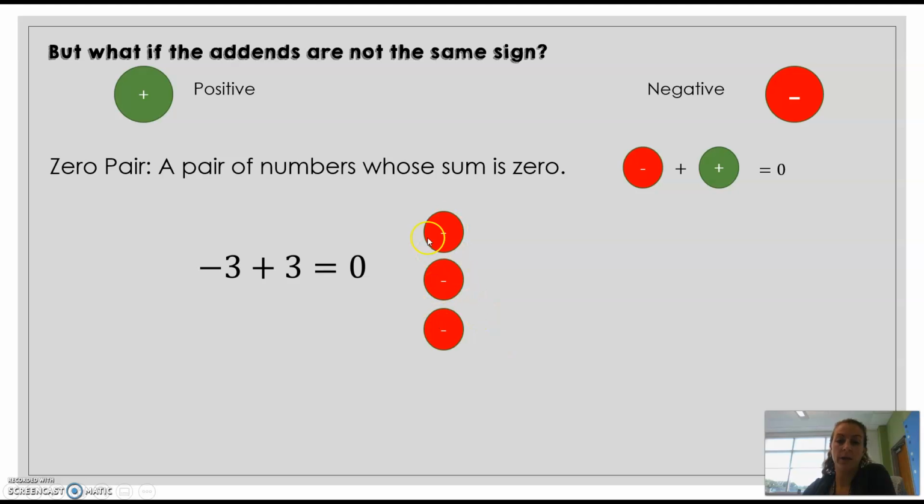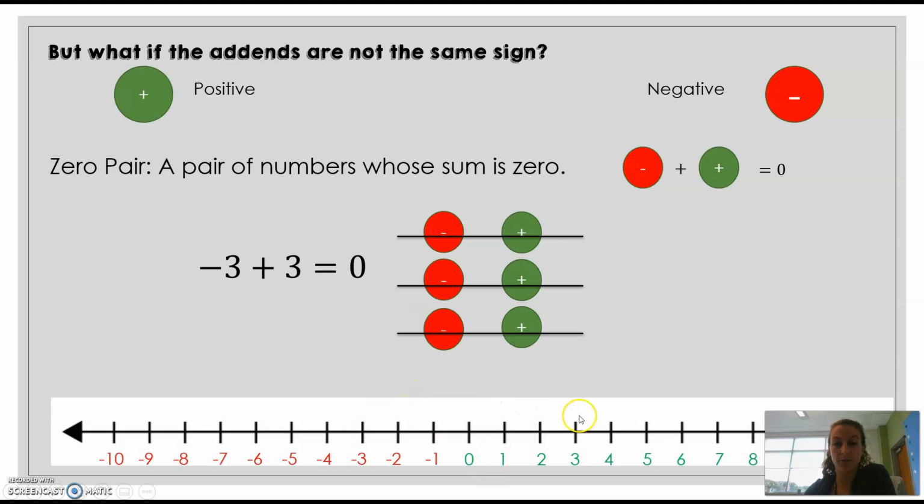To show -3, I would have 3 negative counters. And to show +3, I would have 3 positive counters. Well, they would cancel each other out, because a positive and a negative equals 0. This positive and negative would be 0, and this positive and negative would be 0. So our total sum here would be 0.